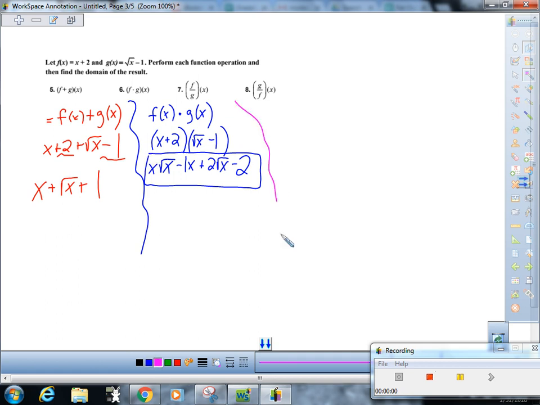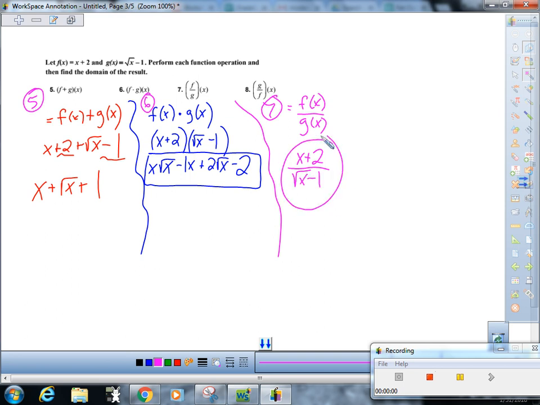All right, number 7. F divided by g of x. Well, that's the same thing as f of x divided by g of x. So that is x plus 2 divided by radical x minus 1. And for now, just leave it like that. I don't even care about rationalizing the denominator. I want to get through this chapter. I want you to have a basic understanding of radical functions. So just leave it. That's it. That's the answer.